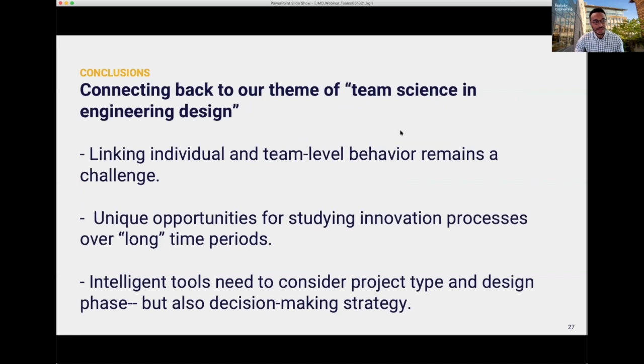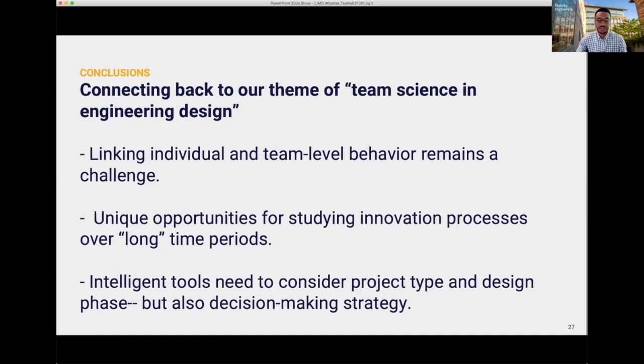And then my last slide, just connecting back to our theme today of team science and engineering design. I think there's a lot of challenges and opportunities, and I know one of our talks today is really looking at this idea of the individual component as a part of a team. So in this work, we're studying team level behavior, and I still believe that linking individual contributions within a team level context is quite challenging and an area for future investigation.